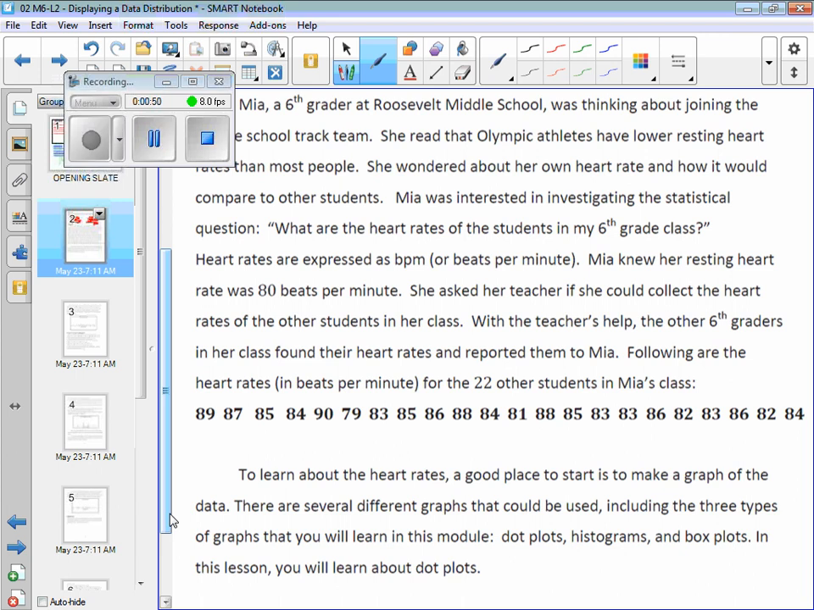Following are the heart rates in beats per minute for the 22 other students in Mia's class. So this is like in no specific order. She just went around, asked them what their resting heart rate was, and she recorded it on a sheet. So it starts at 89, but then it drops down to 87, 85, so it's random.